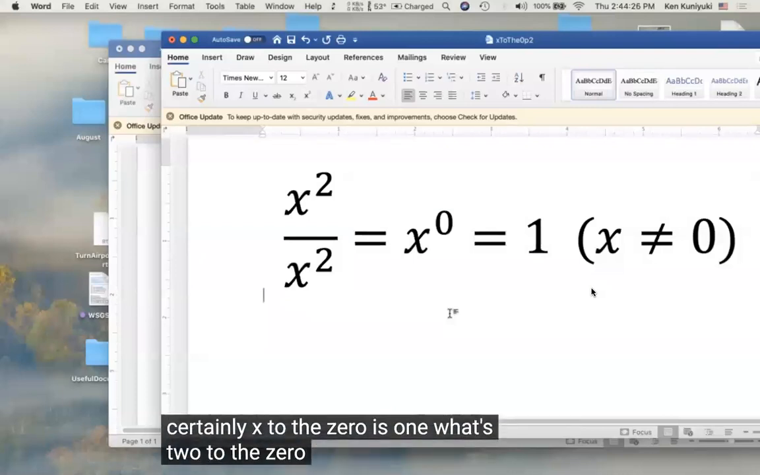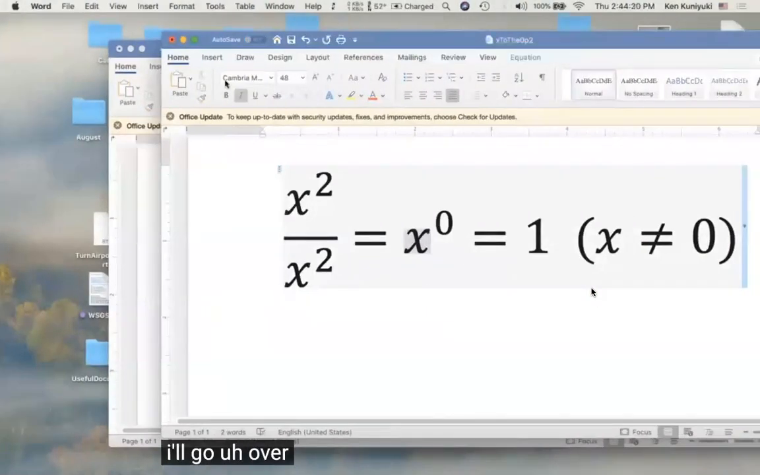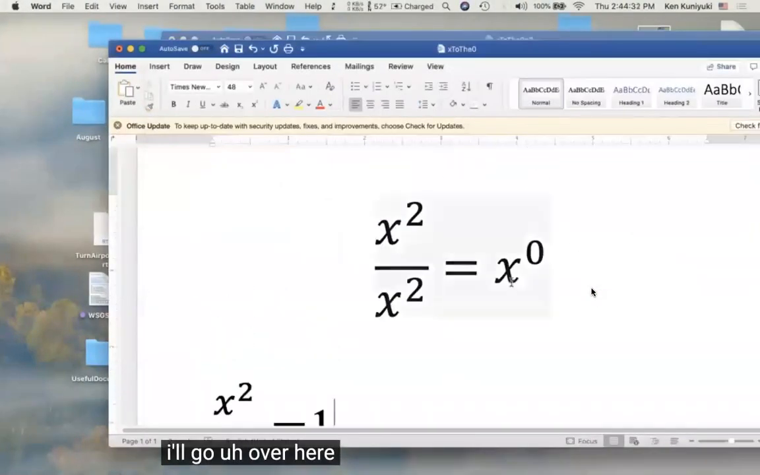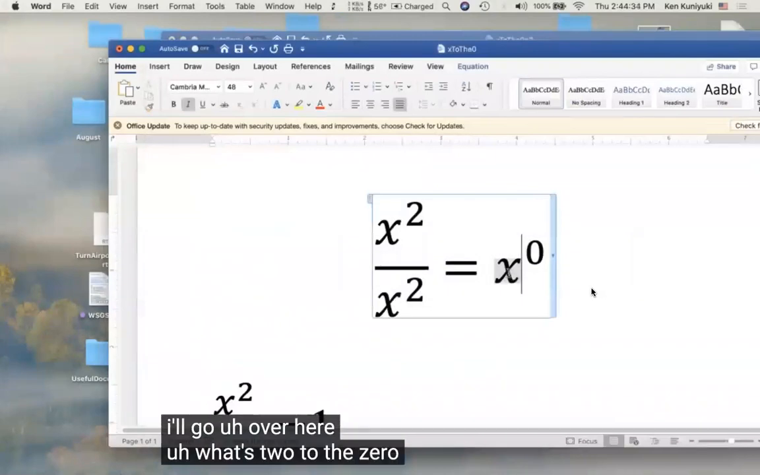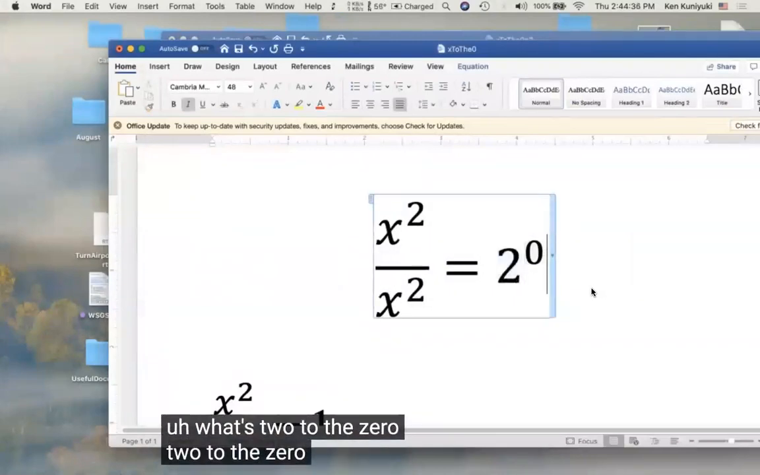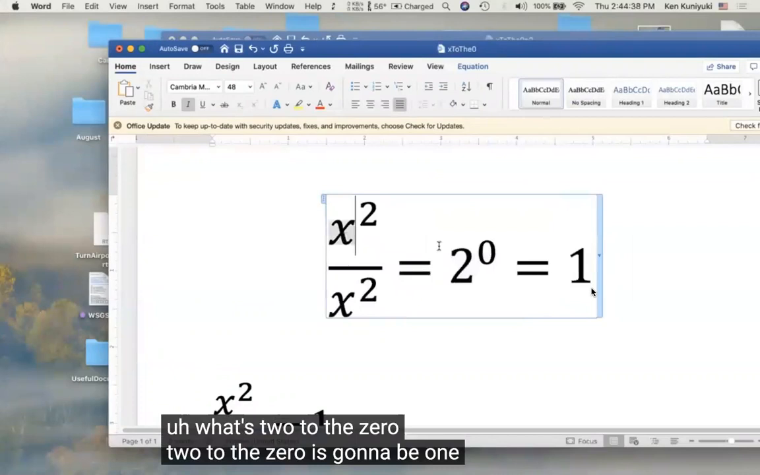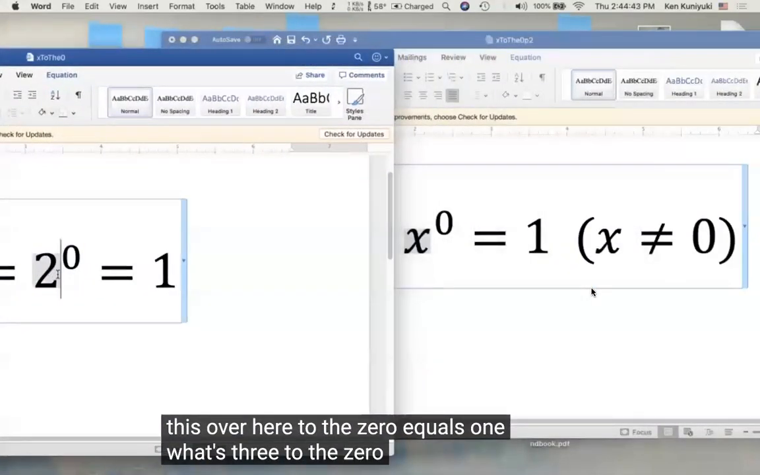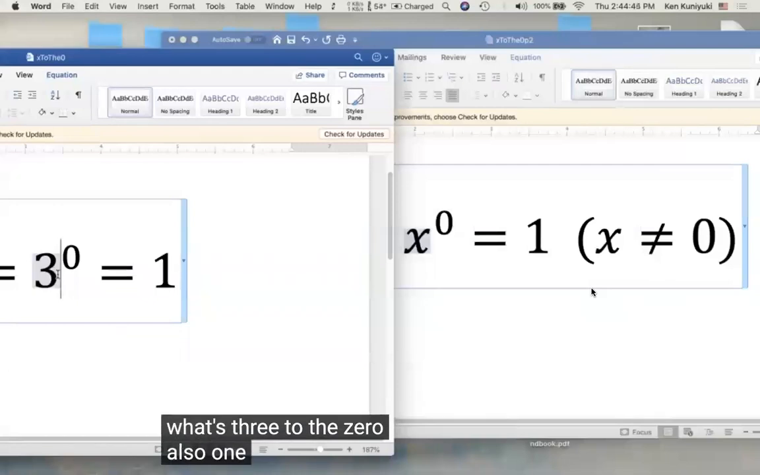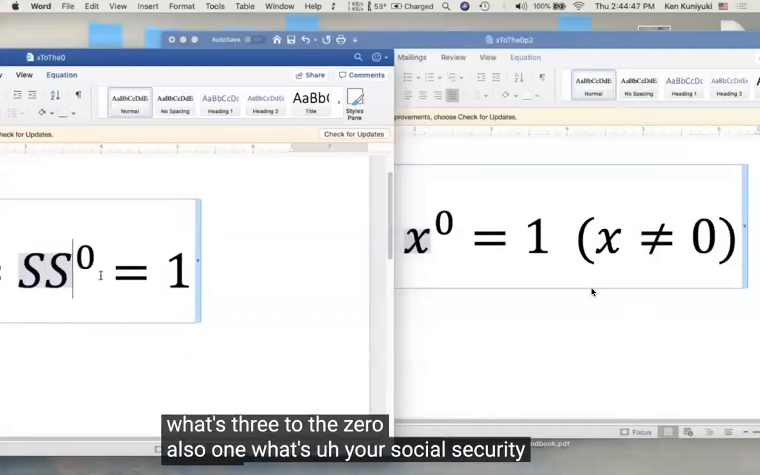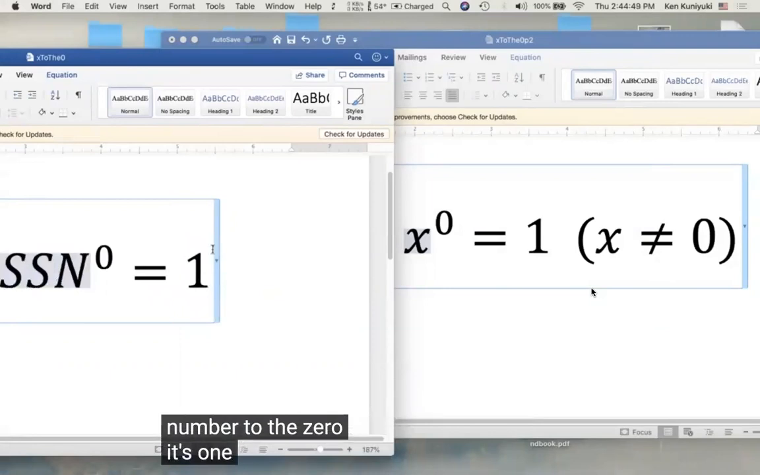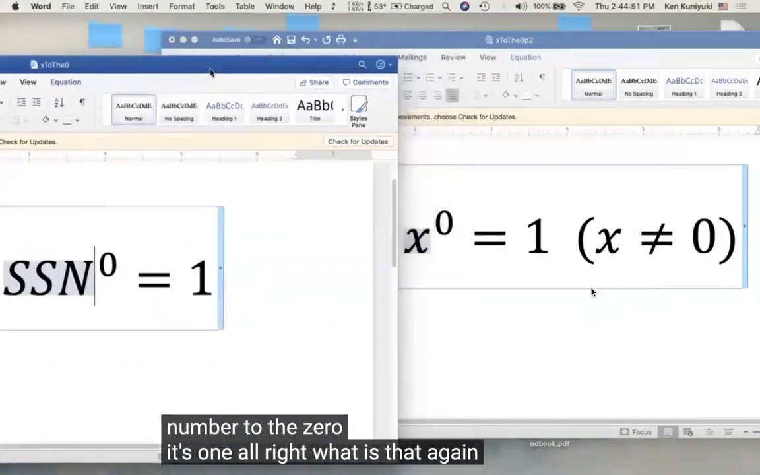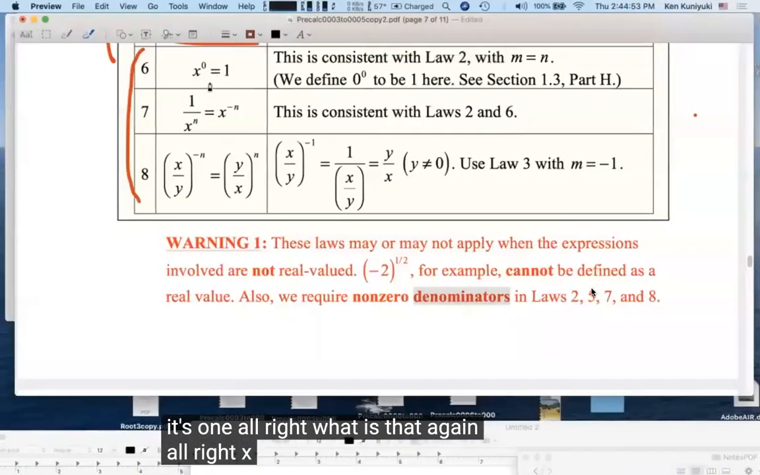What's 2 to the 0? 2 to the 0 is going to be 1. 2 to the 0 equals 1. What's 3 to the 0? Also 1. What's your social security number to the 0? It's 1. All right. X to the 0 is 1.